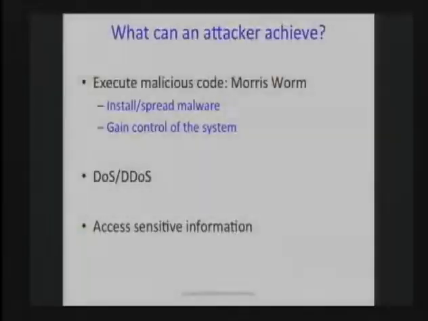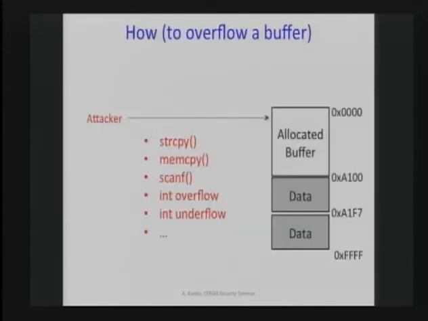So this is what you can do: you can execute malicious code. You can spread malware, gain control of the system. You can carry out denial of service attack, and you can access sensitive information as well. Okay, these are some of them. And then how do you, in the traditional sense, overflow a buffer? It is thanks to our now deprecated libraries of C, that you can carry out string copy, mem copy. You can use related integer overflow, integer underflow, that can all be used to carry out some form of overflow. Okay.